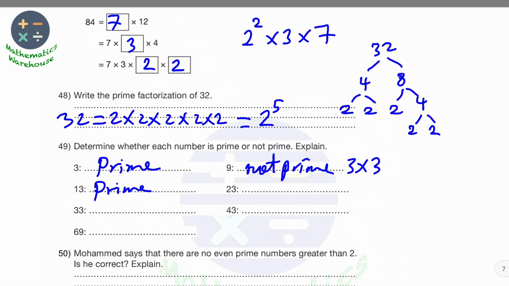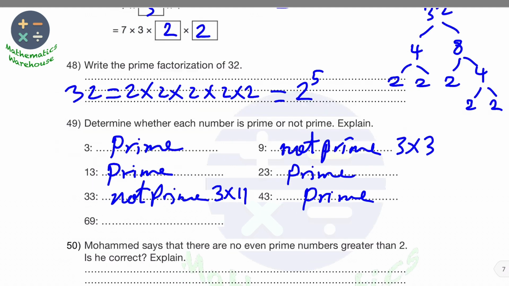23 is prime as well. 33 is not prime, because it's 3 times 11. 43 is prime. 69 is not prime because it's 3 times 23.